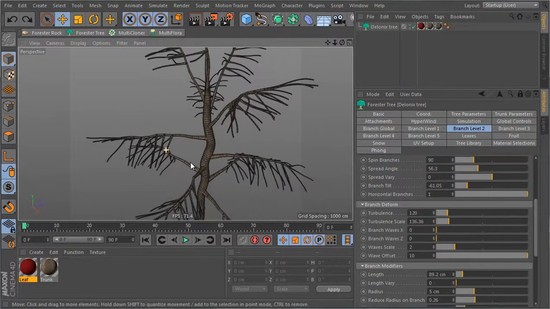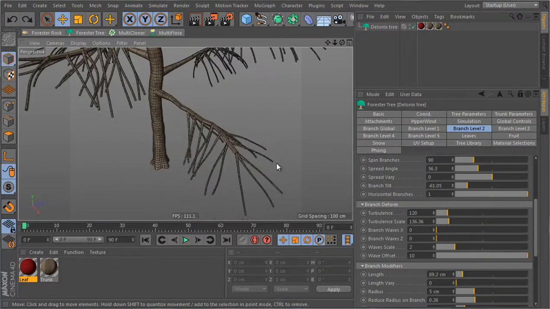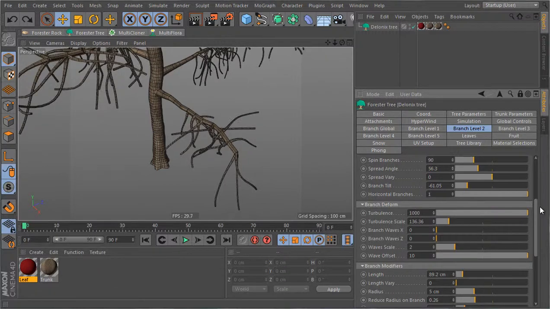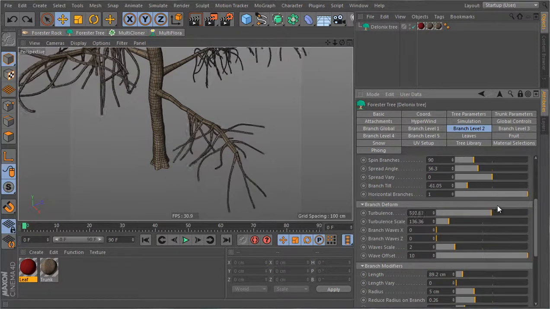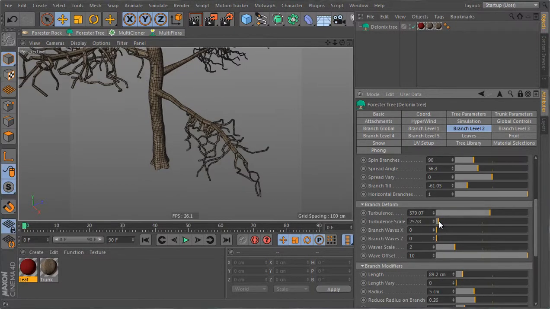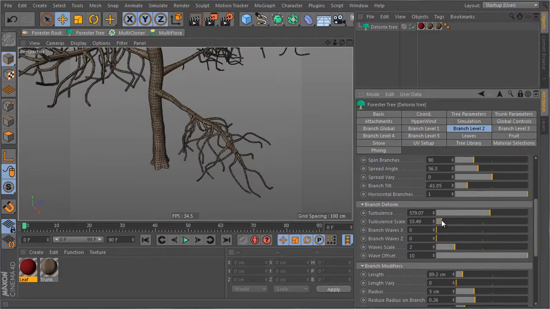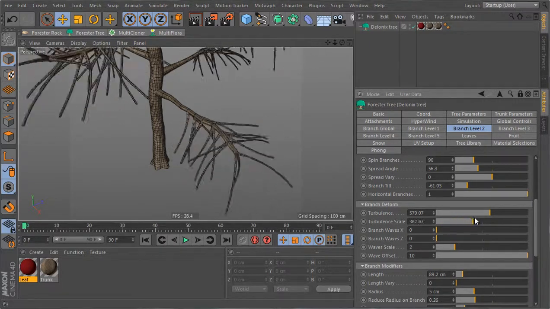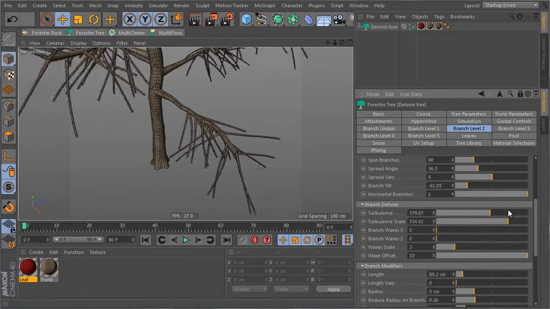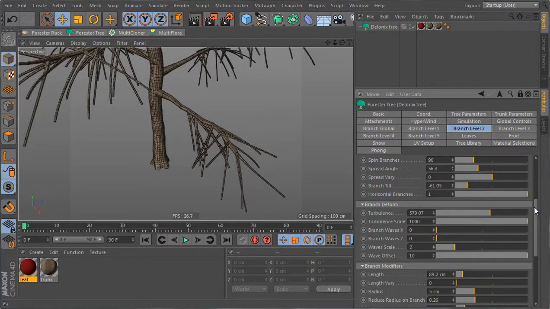The next parameter I want to talk about is the branch turbulence and turbulence scale, and these are easy to understand. I can increase the turbulence, which will add turbulence to the shape of the branch, and I can play with the scale. If I reduce the scale, then I would get more detail and therefore smaller deformation sizes. If I increase the scale, I'm going to get less detail with bigger deformation sizes.